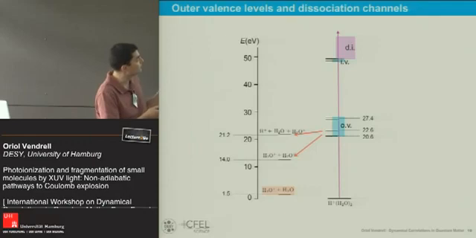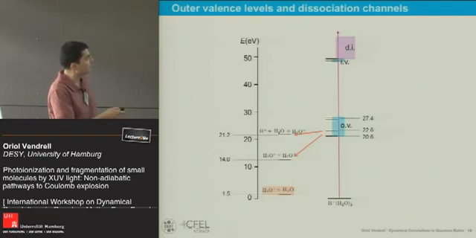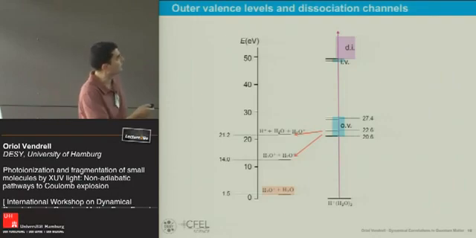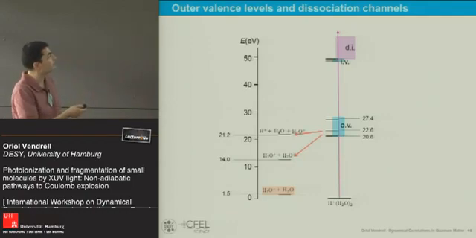Now, let's look at the energy levels. Basically, we have here these outer valence orbitals, these outer valence states. We are concentrating basically on these states here. I will show the orbitals that are involved later. There is a gap of about 5 electron volts between these two states here, so they cannot really talk to each other in terms of couplings.